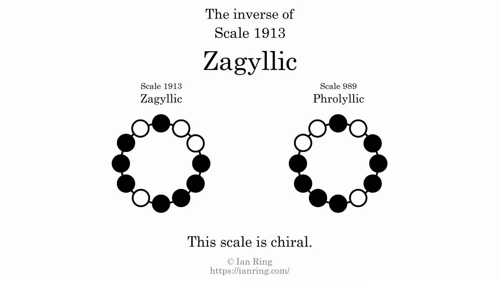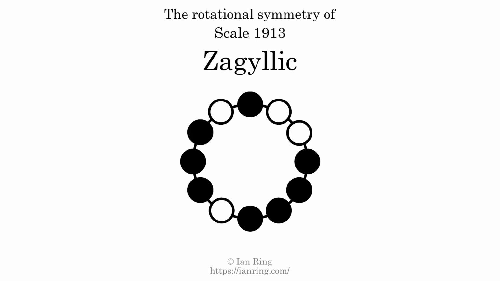The inverse of a scale is a mirror image. It is what you get when the sequence of intervals is reversed. The inverse of this scale is scale 989, also known as Zagyllic. This scale is chiral. It cannot transform into its inverse by rotational transformation. This scale has no rotational symmetry.